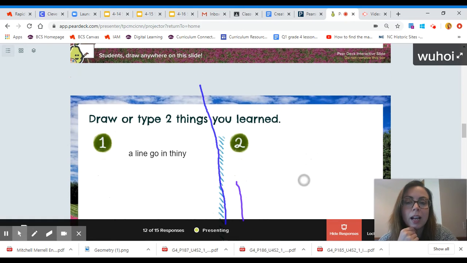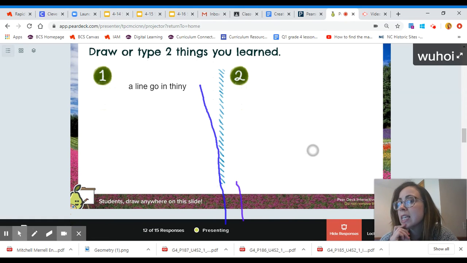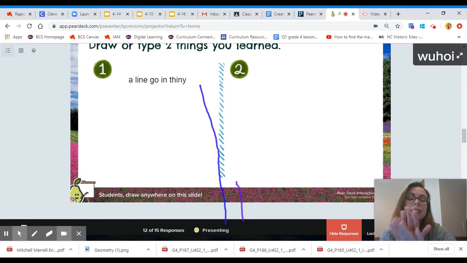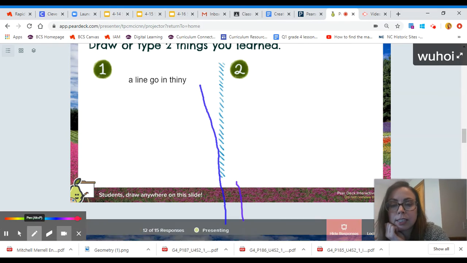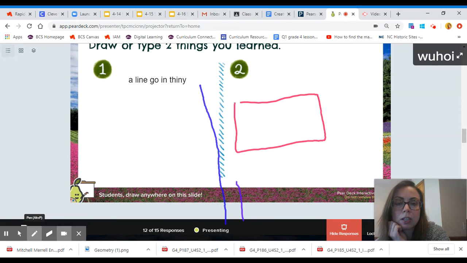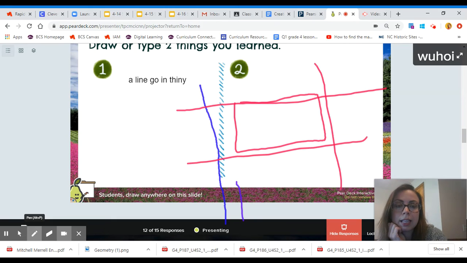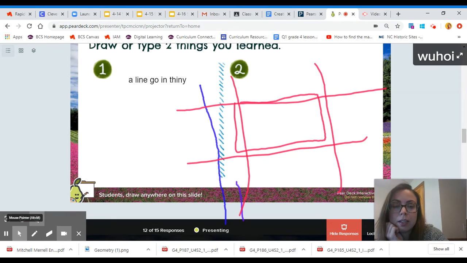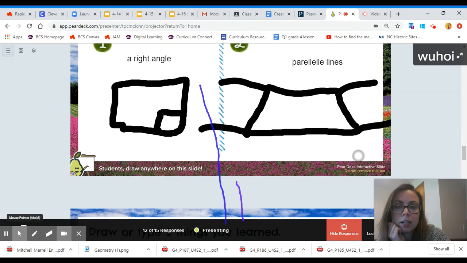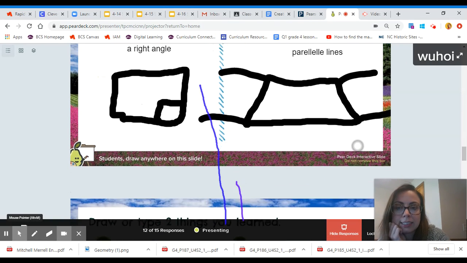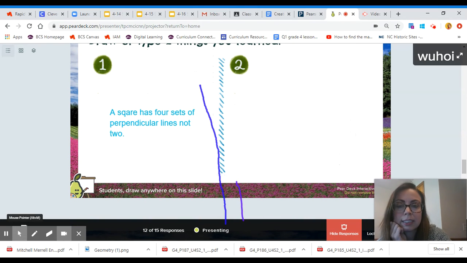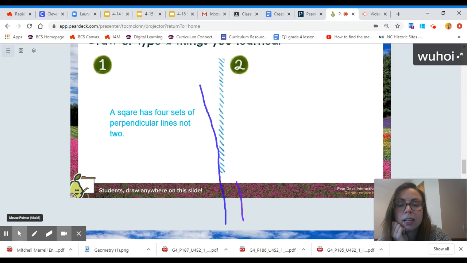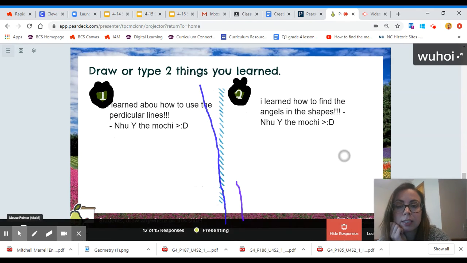That's what someone put. A line go in, I think it means the line keeps going even though the shape looks like it stops. So for example, when you're analyzing shapes, you can extend those lines to see what the relationship is taking place. I think that's what they meant. Right angle, parallel lines. Good. A square has 4 sets of perpendicular lines, not 2. Yeah, that was a good takeaway. It does only have 2 sets of parallel lines.